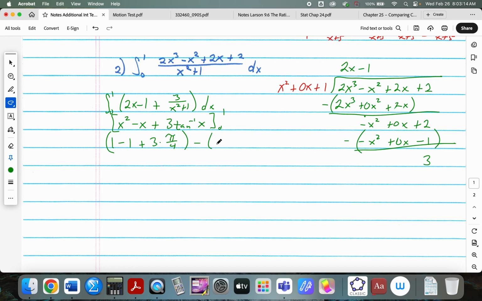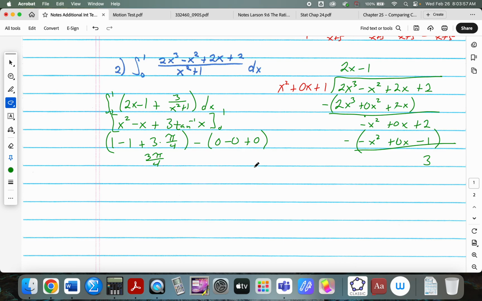Minus, when I substitute in 0, I've got 0 minus 0 plus the tangent inverse of 0. Where is tangent equal to 0? 0. At 0, yeah. So this is 0. It turns out that all those are 0. Always check that. Just because the lower limit is 0 doesn't mean that the second half of the evaluation part is going to be completely 0. So this is just 3 pi over 4. So again, after doing the long division, they're usually not terribly difficult to take the antiderivative of.